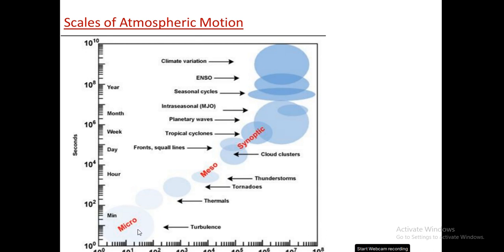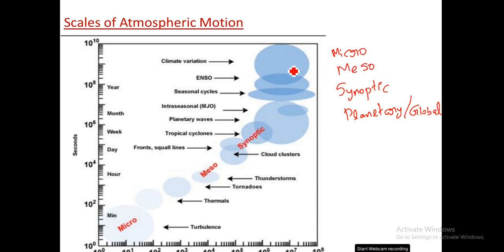When we talk about the scales, we have four different scales in the atmosphere, which are micro, meso, synoptic, and one more, known as planetary scale or global scale. This basically depends upon how much area is being affected by the weather phenomenon and for how much time the phenomenon persists.